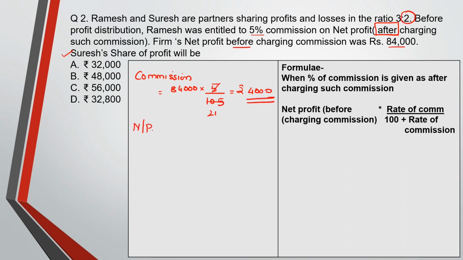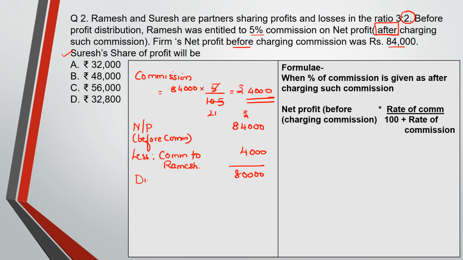Now we have got the net profit which was before charging the commission, which was rupees 84,000. From that, let us deduct the commission to Ramesh, which you've just calculated here, 4,000 rupees. So 80,000 is the amount of divisible profit. Now, this is going to be divided between the two partners in their profit sharing ratio. We are just supposed to calculate Suresh's share. So Suresh's share of profit is 3:2 means 2/5.